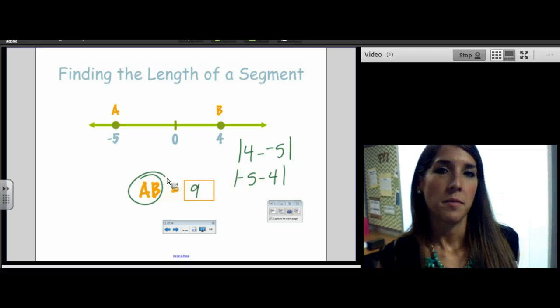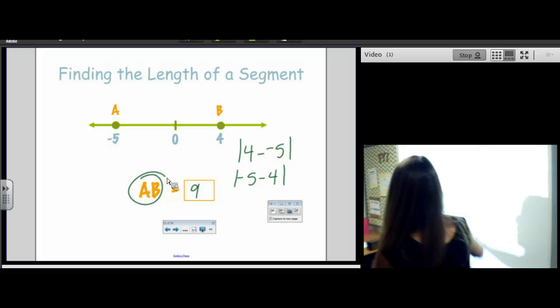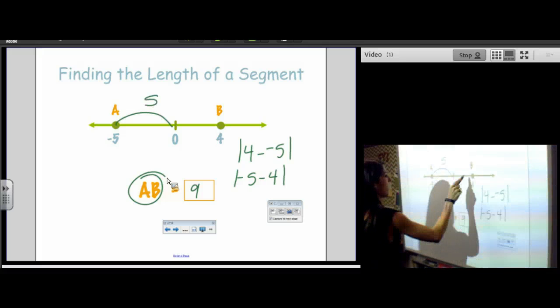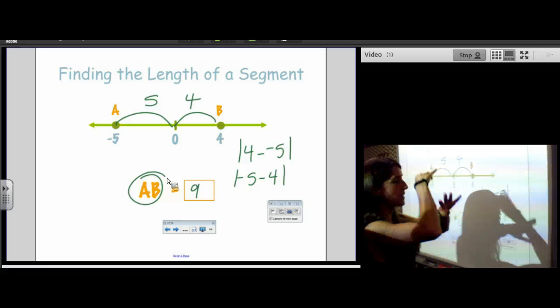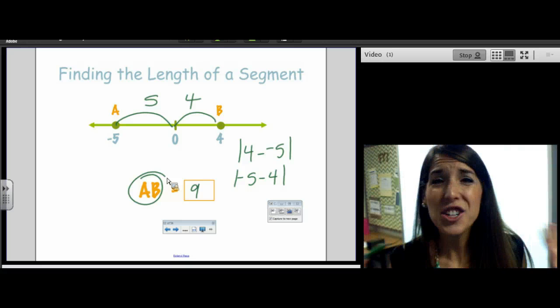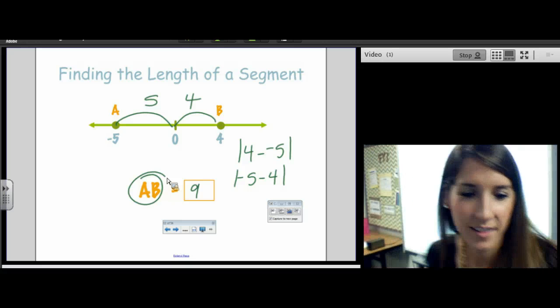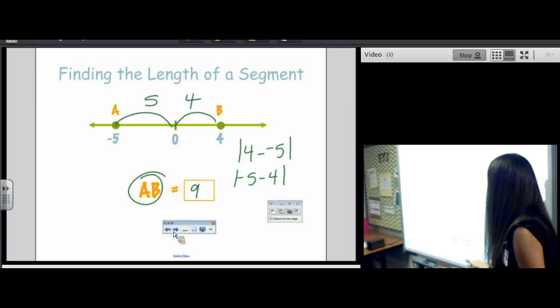Now, could you just use common sense and say, this one is 5 away from 0, this one is 4 away from 0, so that's a total of 9? Can you do that? Sure. So that's up to you.